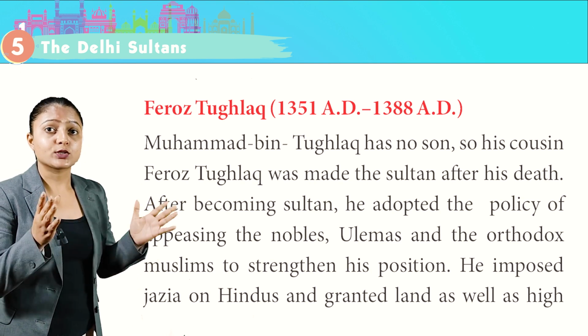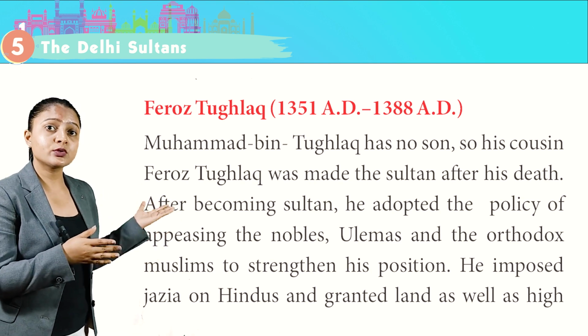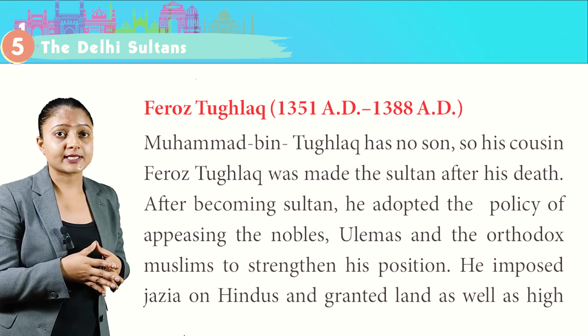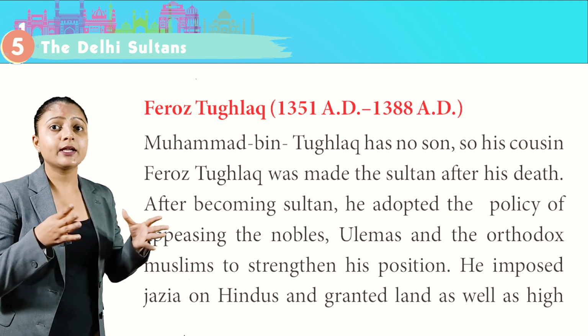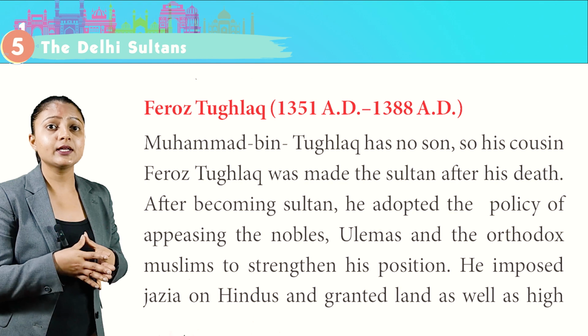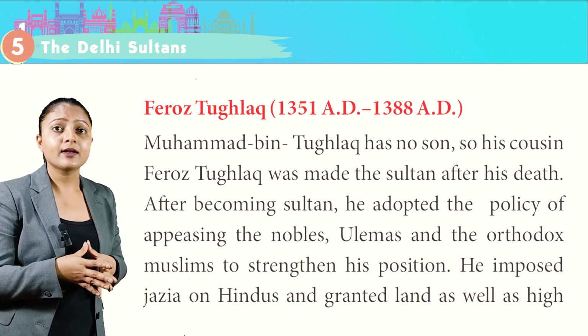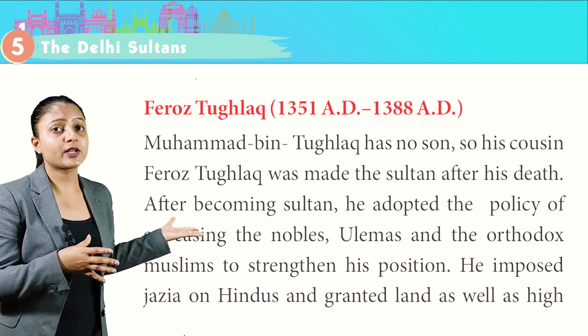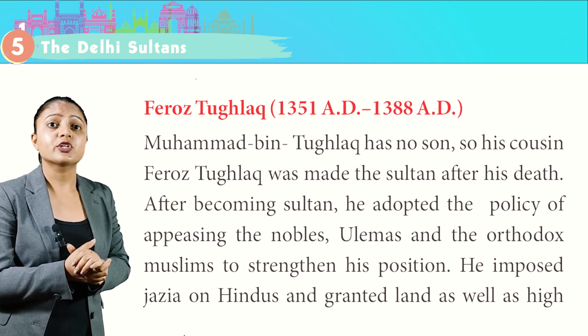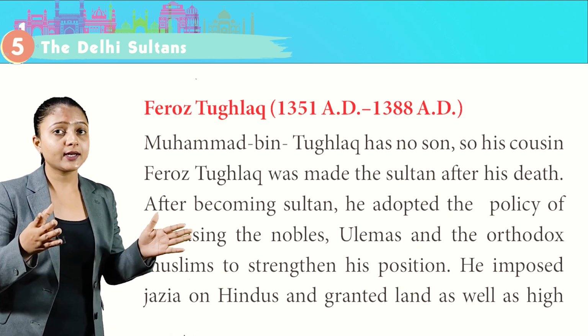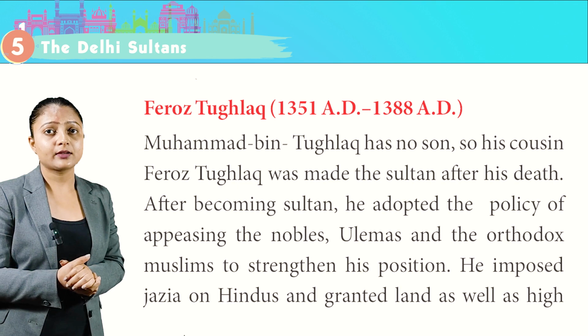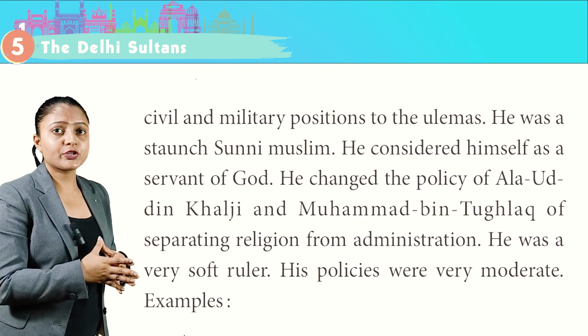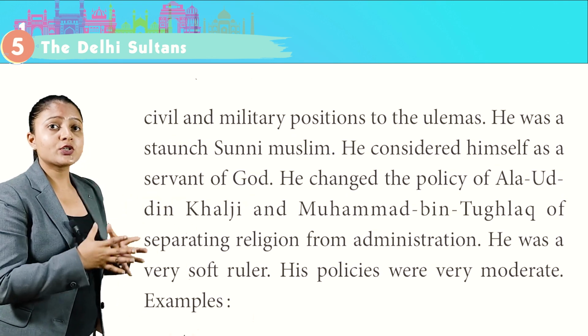Firoz Tughlaq, 1351 AD to 1388 AD. Muhammad bin Tughlaq had no son, so his cousin Firoz Tughlaq was made the Sultan after his death. After becoming Sultan, he adopted the policy of appeasing the nobles, ulemas, and the orthodox Muslims to strengthen his position. He imposed jizya on Hindus and granted land as well as high civil and military positions to the ulemas. He was a staunch Sunni Muslim.